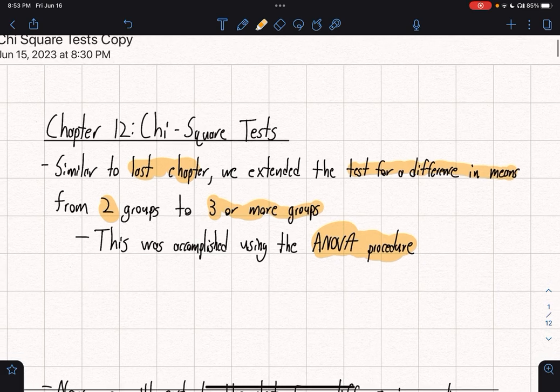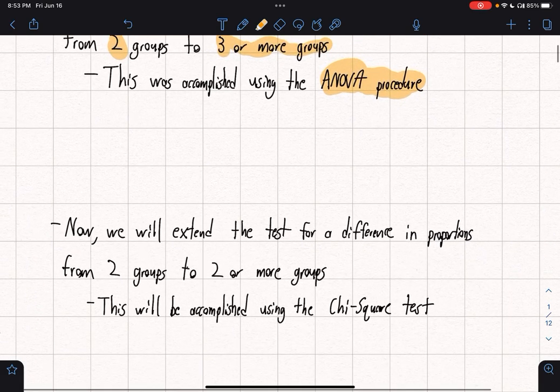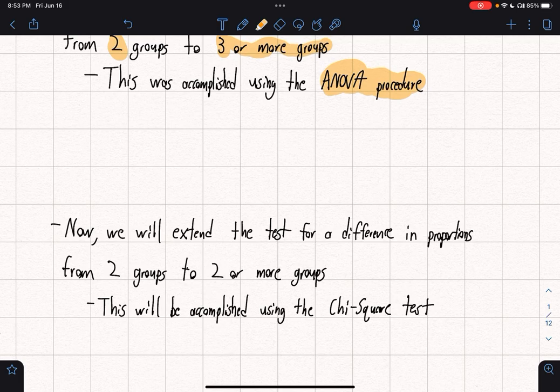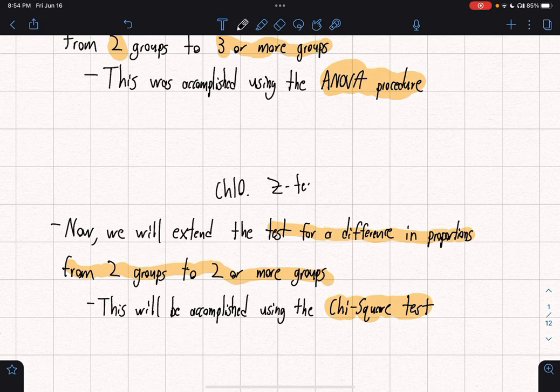So we're kind of doing something similar in this chapter. It's just instead of working with means, we're going to be working with proportions. So now we're looking to test for a difference in proportions. We're going to extend this from two groups to two or more groups. And we will do this using what we call the chi-square test. If you remember back in chapter 10, we compared proportions using the z-test. So we did the z-test for differences in proportions.